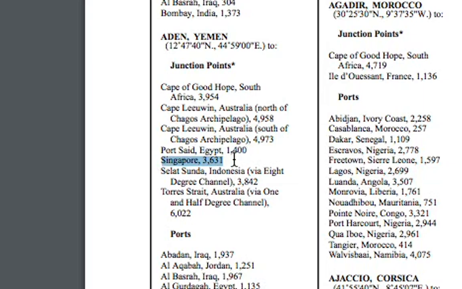If we're departing San Diego and headed to Aden, we're probably going to head west out through the Pacific Ocean, and on our way, if you can imagine what that would look like on the map, we're going to probably pass nearby Singapore. So let's go ahead and grab Singapore as our junction point. So here we can see that the distance from Aden, Yemen to Singapore is 3,631 nautical miles. So go ahead and jot that down in your notes.